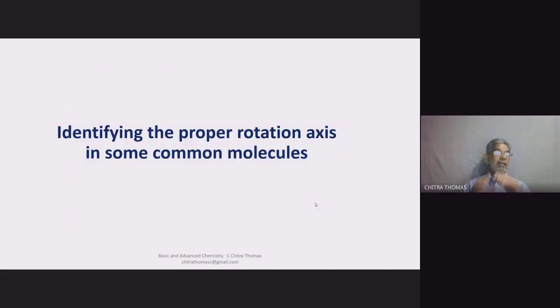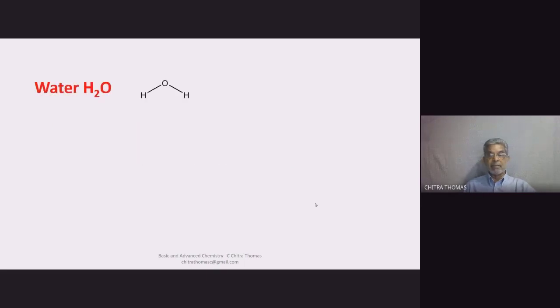Now we come to the abstract concepts in group theory, the real difficult part, identifying the proper rotation axes in some common molecules. The water molecule. Let me take the water molecule. When you try to find out the proper rotation axis, you try the rotation about all three mutually perpendicular axes. This is one axis. This is a symmetry operation. Then this can be rotated about this axis. This is not a symmetry operation.